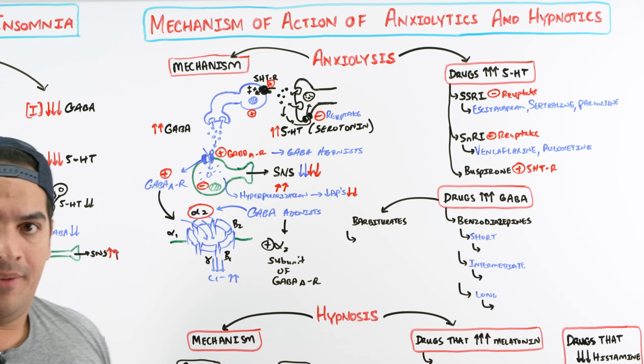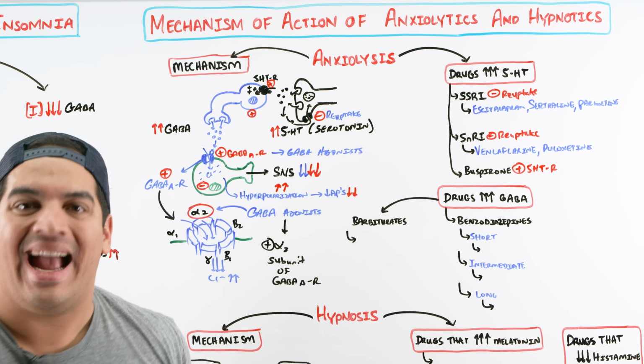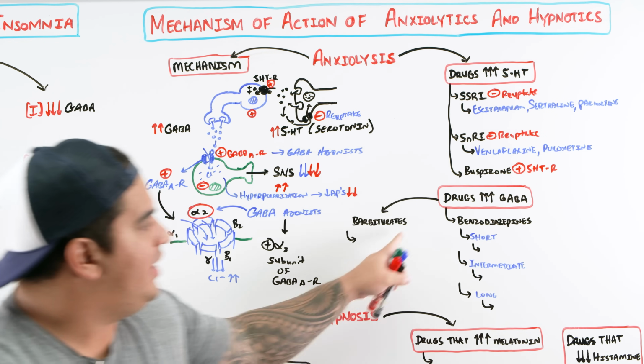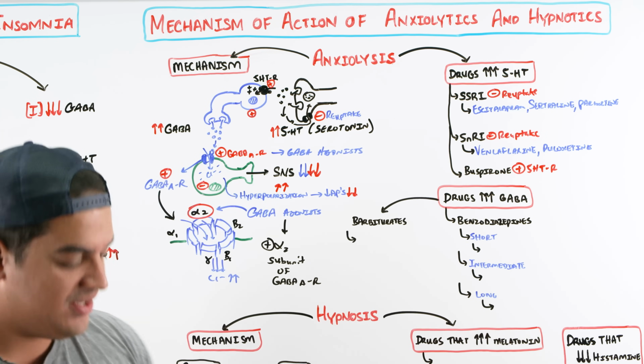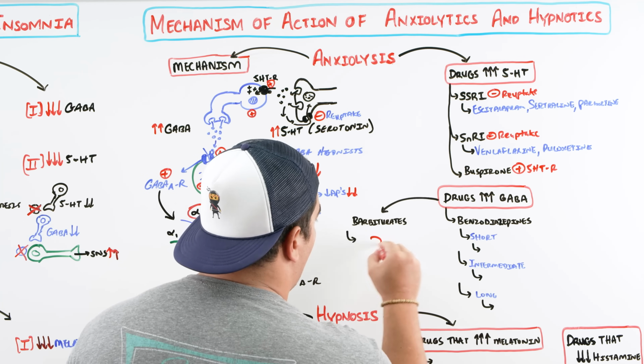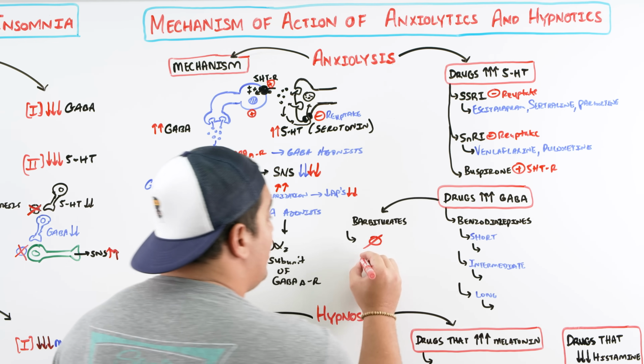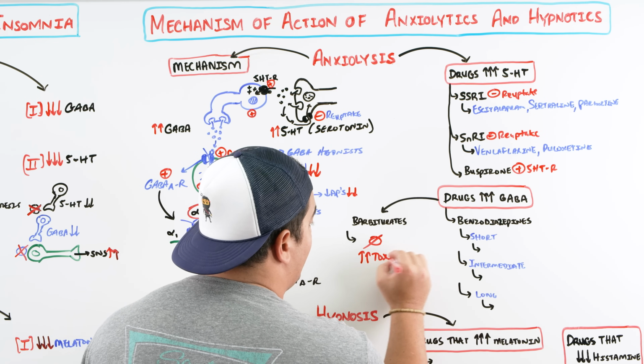What are these drugs that have this GABA-A agonistic activity, or GABA-like activity? These are going to be barbiturates and benzodiazepines. But here's the thing, I don't even want to waste any time. We don't even use barbiturates anymore for anxiolysis. The reason why is there's just too much toxicity with this drug.